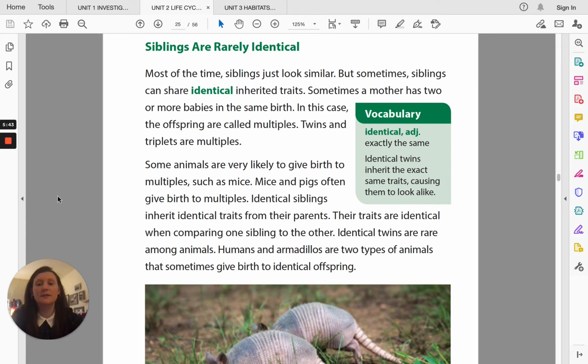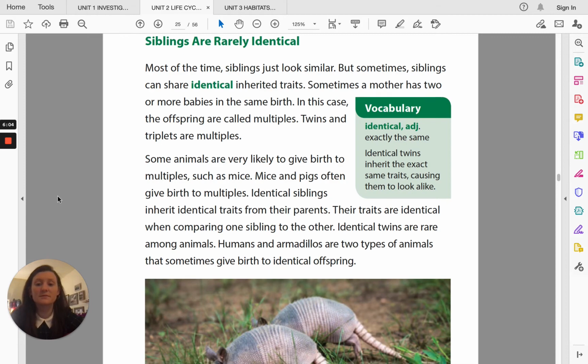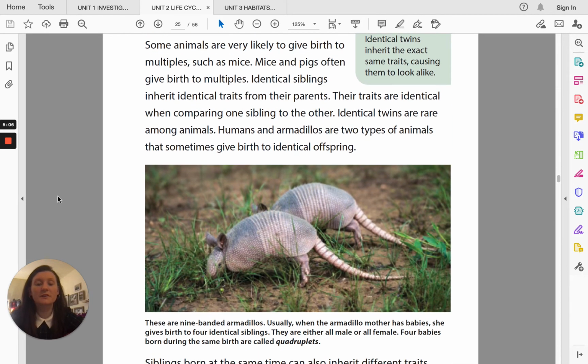Siblings are rarely identical. Most of the time, siblings just look similar, but sometimes siblings can share identical inherited traits. Sometimes a mother has two or more babies in the same birth. In this case, the offspring are called multiples. Twins and triplets are multiples. Some animals are very likely to give birth to multiples, such as mice. Mice and pigs often give birth to multiples.